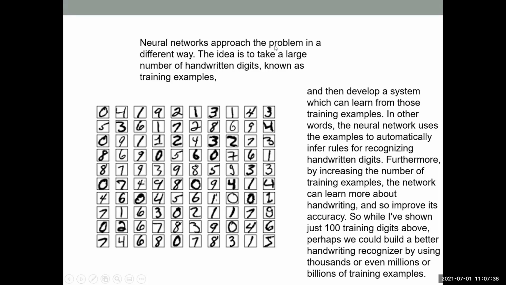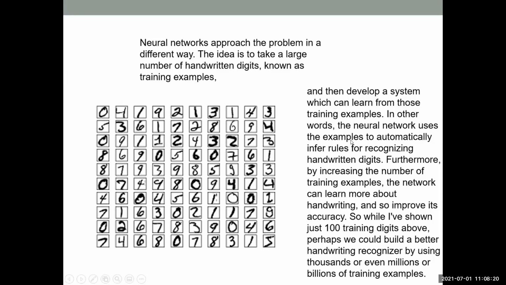Neural networks approach the problem in a different way. The idea is to take a large number of handwritten digits like this, hopefully like 50,000 or 100,000 examples of handwritten digits. Here we have maybe 100 different handwritten digits. But we want to take a data set with 50,000 and then develop a system which can learn from those training examples. So they would be our training examples.